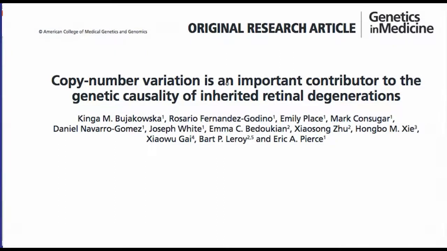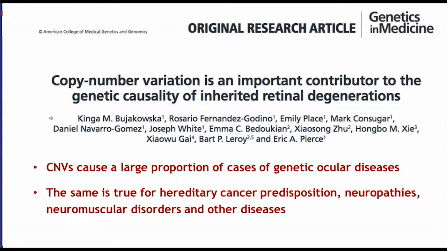So just to illustrate that these events are not rare in isolated examples, I wanted to show this paper that illustrated that copy number abnormalities are actually very common, specifically in genes for retinal dystrophy and other genetic eye diseases. And there are other disease types where the same thing has been established. You often have copy number abnormalities that disrupt those genes, neuropathies, neuromuscular disorders, and many others. And so in all these disease types, it's very important to be testing for both sequence variants and copy number variants, and a tool that allows you to do that quickly, efficiently, and not miss those events is very useful.